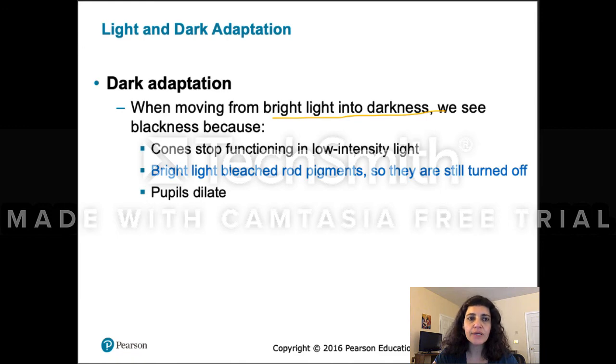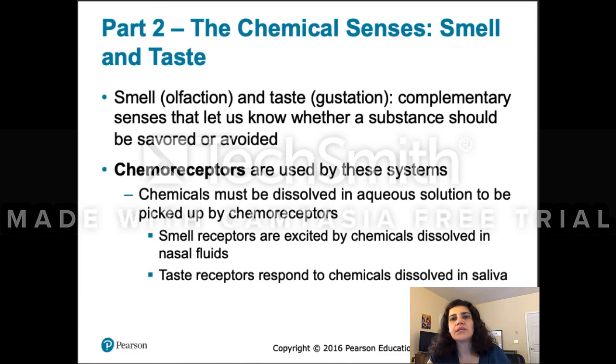Okay, let's change the subject. Let's talk about sense of smell and sense of taste. Why are we going to talk about them together? Because they are together. You have chemoreceptors, so they identify chemicals, right? That are either dissolved in aqueous solution or in the air for you to be able to smell and taste.